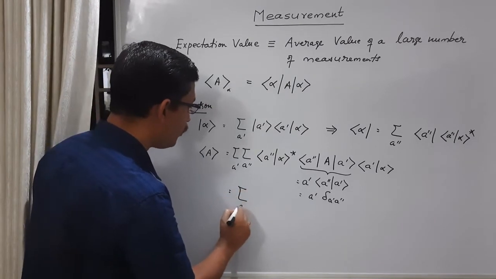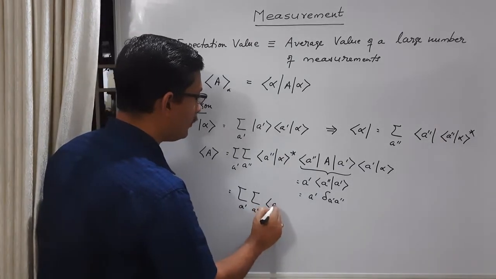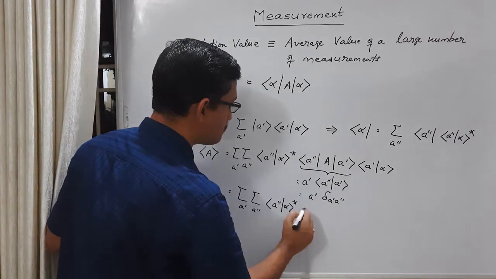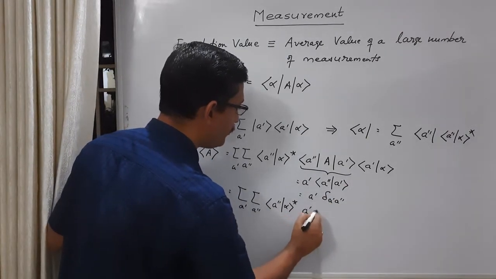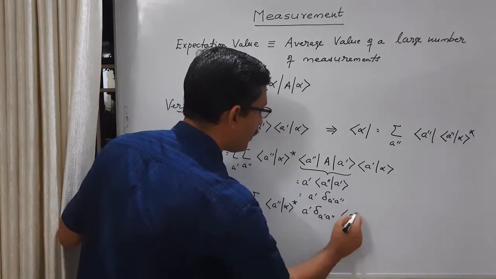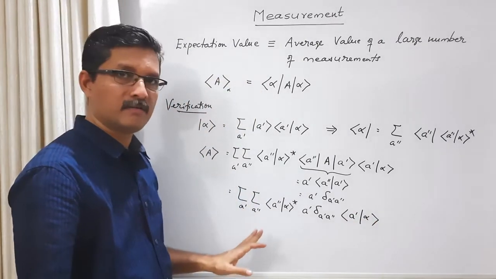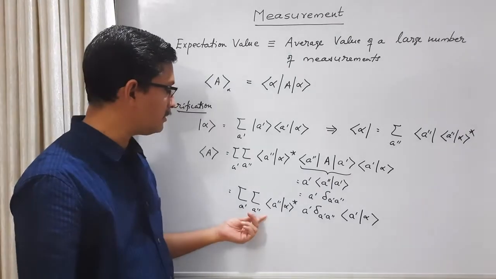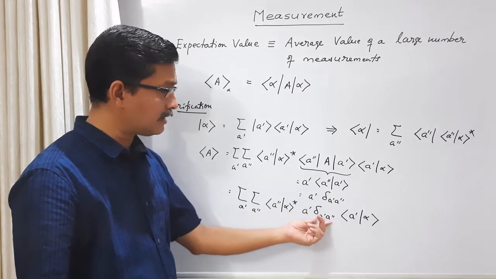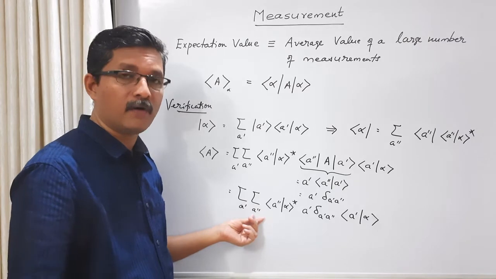So let's substitute this in our summation. So we have sum over A prime, sum over A double prime, A double prime alpha star, then let us write here A prime delta A prime A double prime, then we have this part A prime alpha. So you have a Kronecker delta within a summation. You have two summations. Take any one. Let's take this summation over A double prime. You have a Kronecker delta, delta A prime A double prime. It means that in this summation only one term will remain. Only one term will be non-zero.